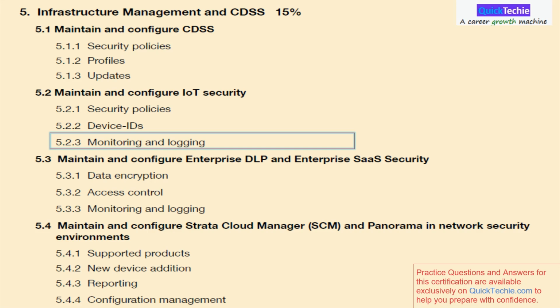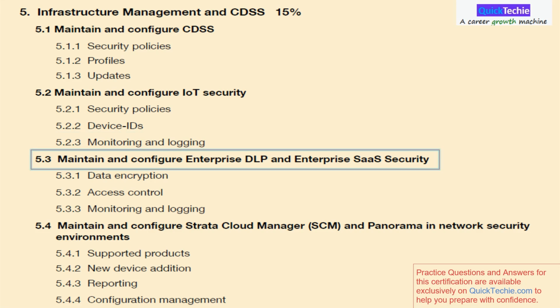5.2.3. Monitoring and logging. Explanation. Continuous monitoring and detailed logging of IoT device activity are essential for detecting anomalous behavior, policy violations, and potential compromises. Scenario. You review the IoT security logs and notice that a smart lighting controller, which typically only communicates with an internal hub, is attempting to connect to an unknown external IP address. This triggers an alert, allowing you to investigate a potential security incident.